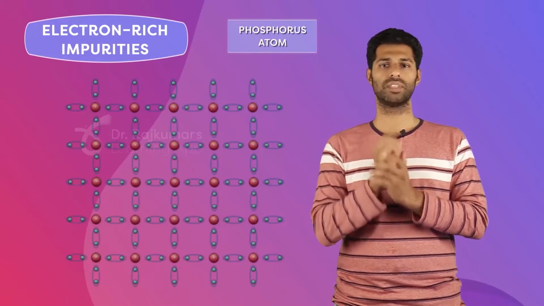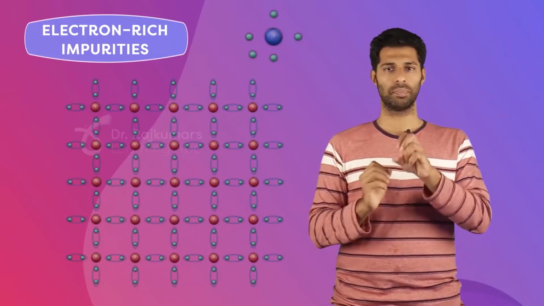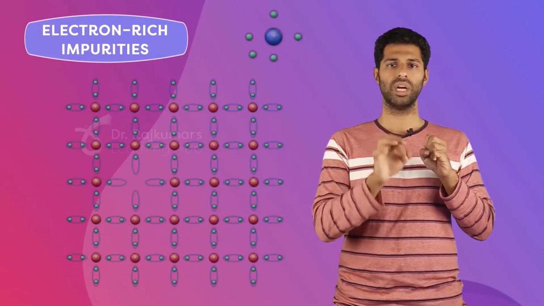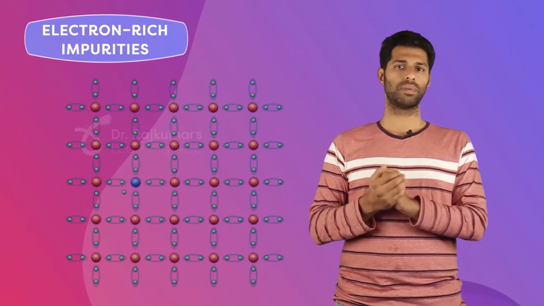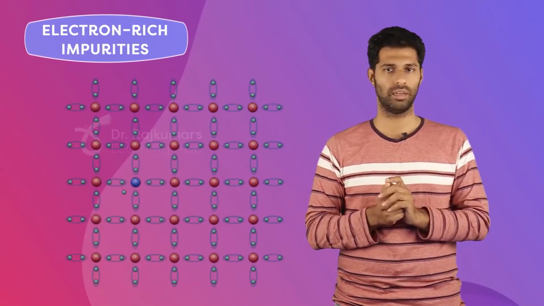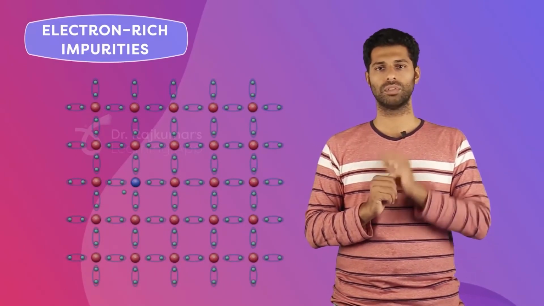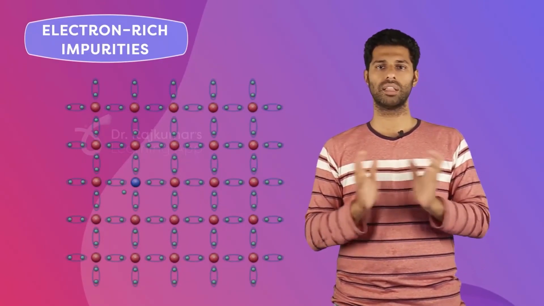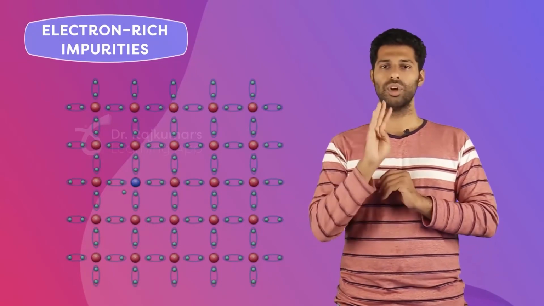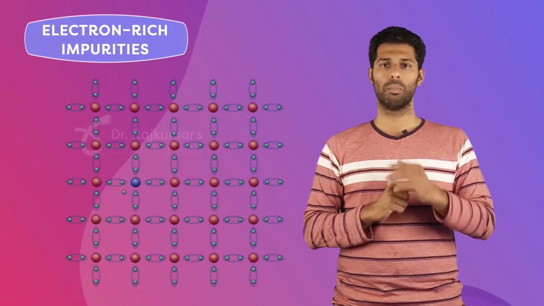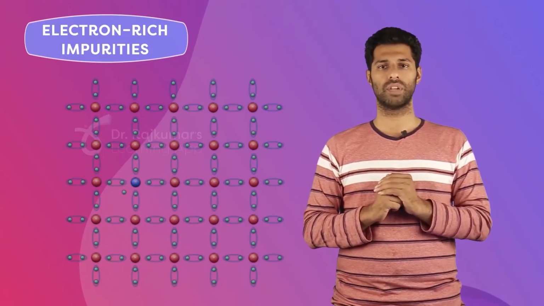A phosphorus atom which has 5 electrons. Let me replace one silicon atom with a phosphorus atom. Now what happens is, it has 5 electrons, right? You find that the phosphorus atom with its valence electrons starts bonding with the other silicon atom's electrons. That is, 4 valence electrons of phosphorus bond with the other electrons of silicon atom.